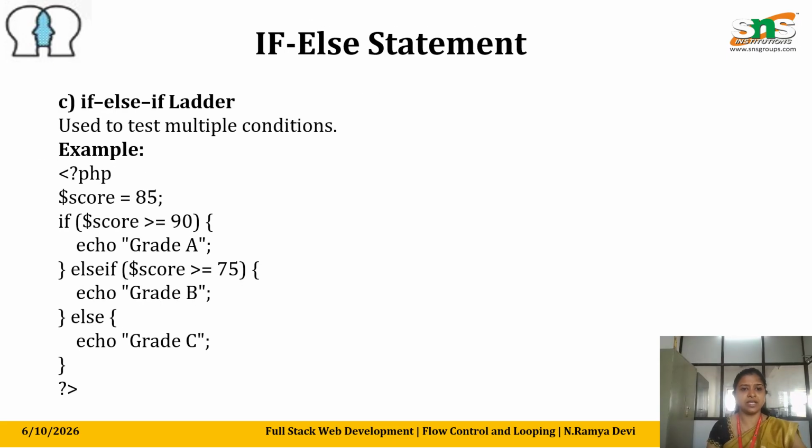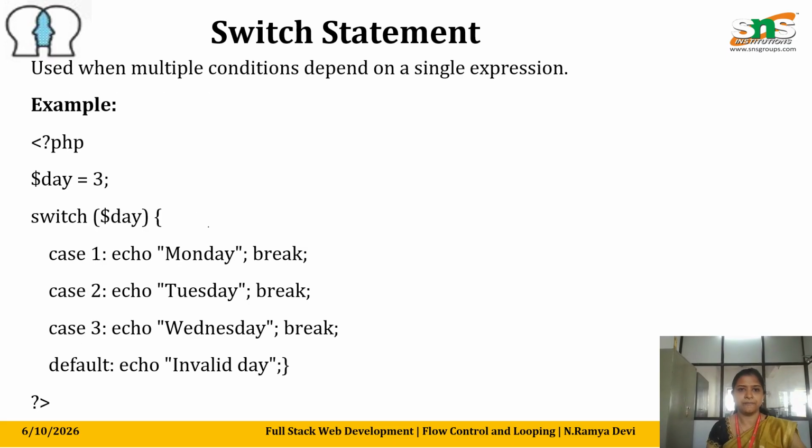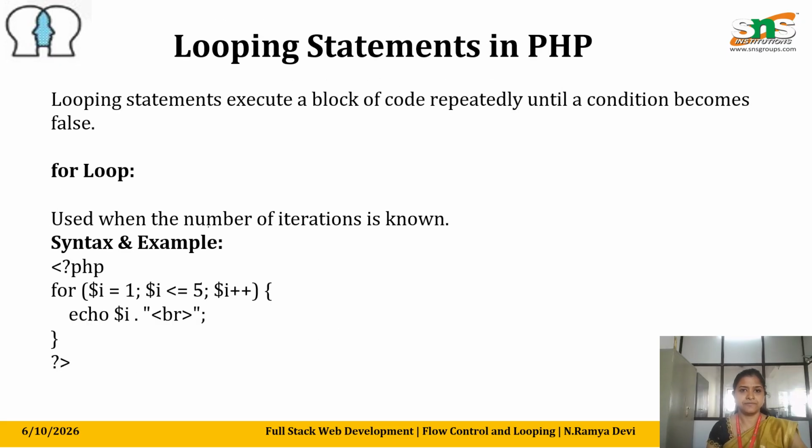And this is another example of if, else if, and else. If there are two or more conditions, for example, if the score is greater than 90, then grade A. If it is greater than 75, grade B, or else they will come under grade C. For these types of statements, we can use the if statement. For example, if you want to switch to a particular case, we can use the switch statement, and this is an example of it. Here, if we want to go to day 3, the output will be Wednesday. And this is an example of a looping statement.